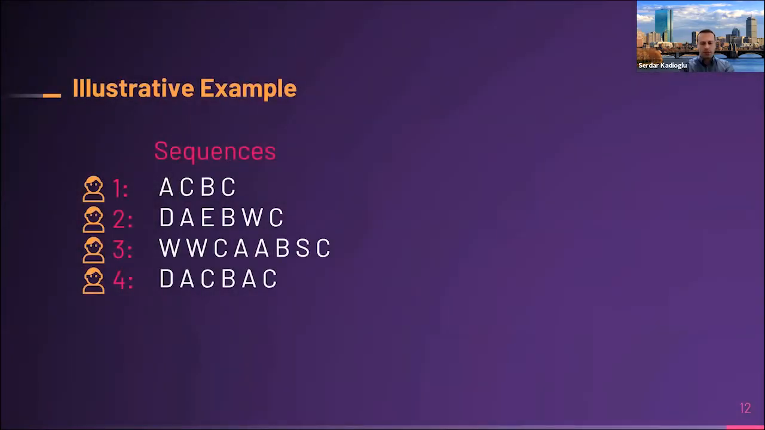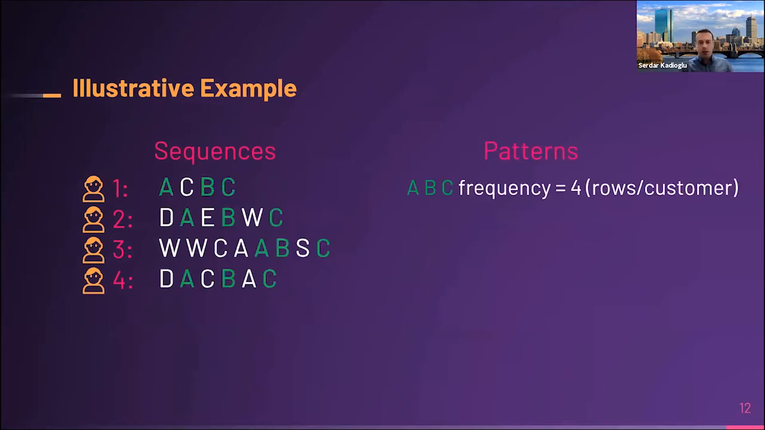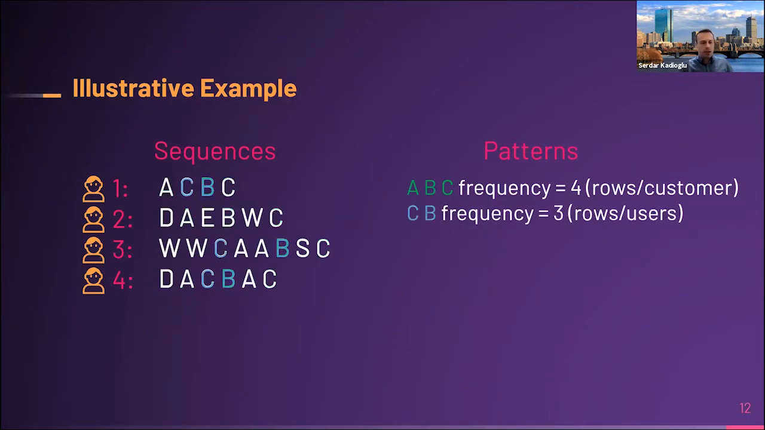Here is an illustrative example. I have 4 sequences here. The first one is A, followed by C, followed by B, followed by C, and so on. Even in this simple example, it might be difficult to find the frequent patterns, so I'm going to reveal it. Here, ABC is a frequent pattern. Notice that there might be gaps within the pattern, so the algorithm should be able to understand that there are some superfluous entries in between. Here it occurs in all 4 of the rows, so this is in fact the most common pattern. Another common pattern is CB with frequency 3, that occurs on 3 rows, that is exhibited by 3 users.